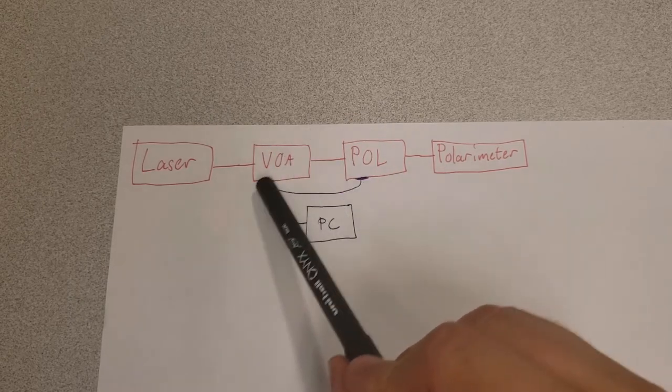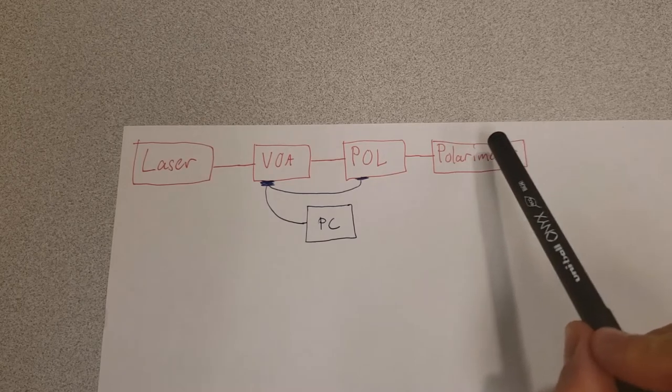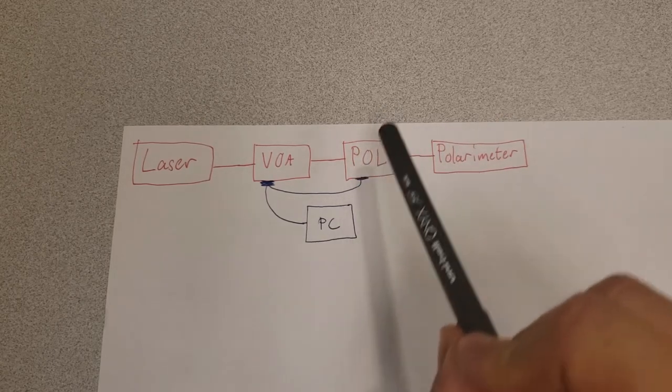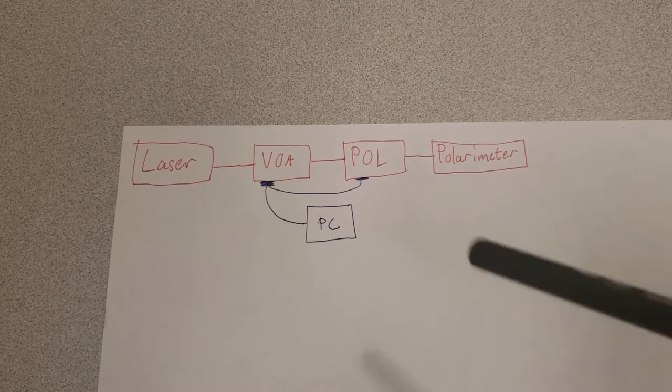And that should allow us to both change the power that goes into the polarimeter over here, which we can measure using the device, as well as the state of polarization of the light going in. All right, so let's take a look at how we can do that.